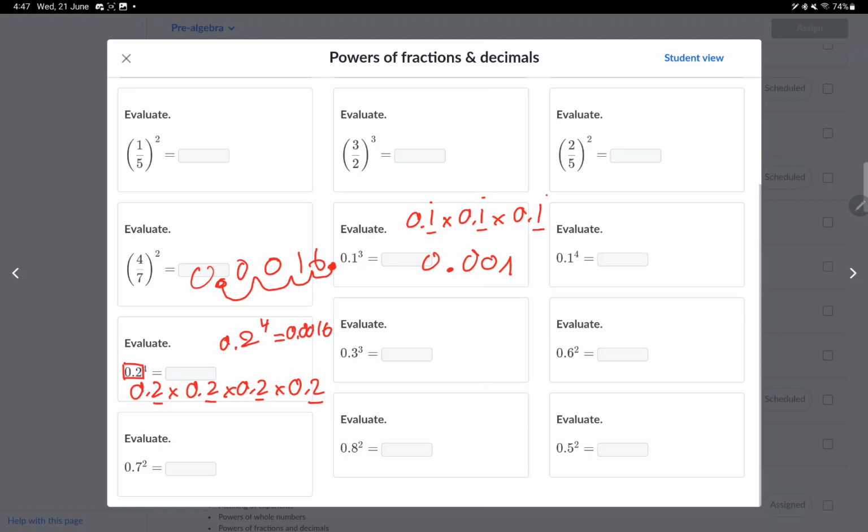Okay, all right. Next, I'll give you another example. Let's say 0.6 squared. Who wants to try this one? Can anyone guess what the answer is? 36. 36? Yeah. Not just 36?